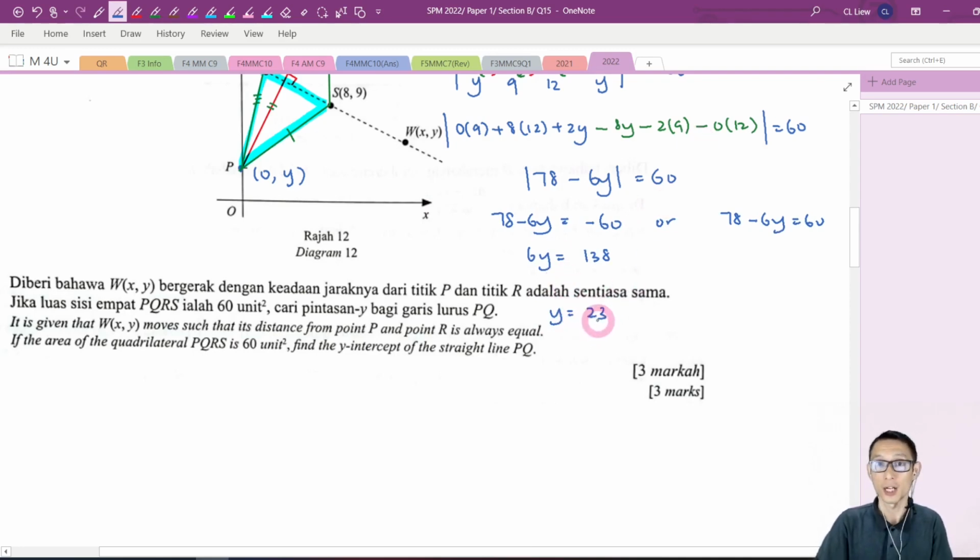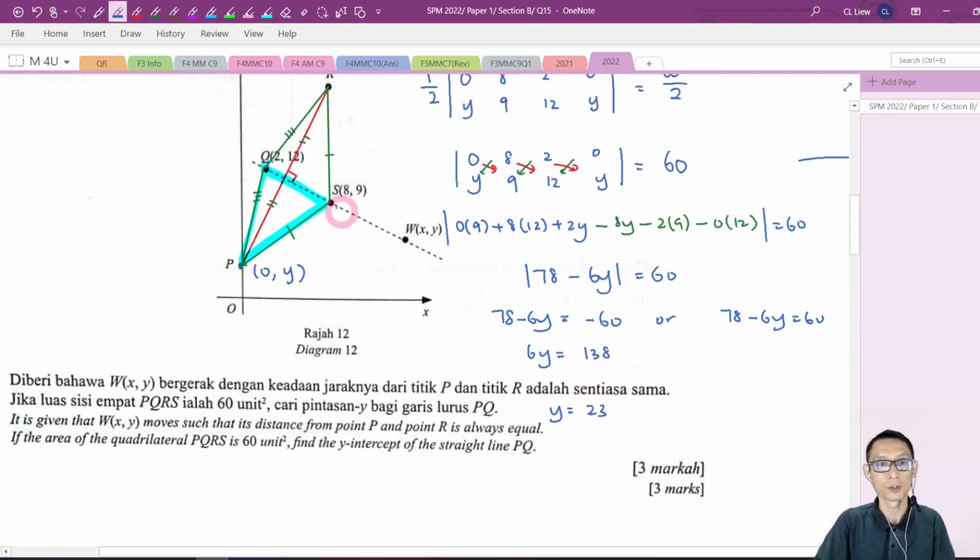Okay, so this is not the answer that we are looking for. Why? Because this is 8, 9. So it means that here is 9. The point is lower than this line. So definitely it cannot be 23, right? Not accepted.